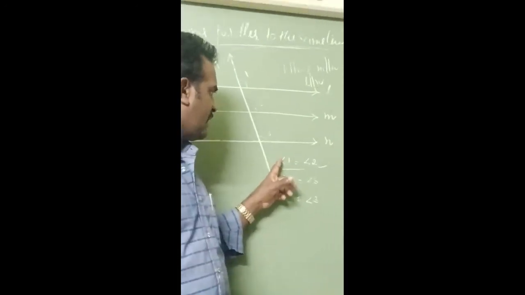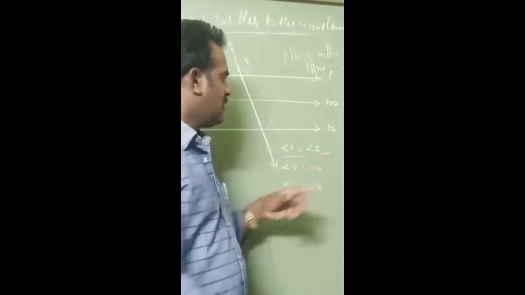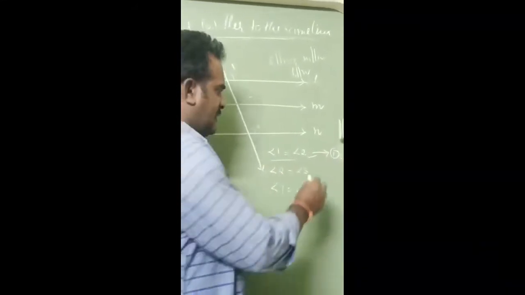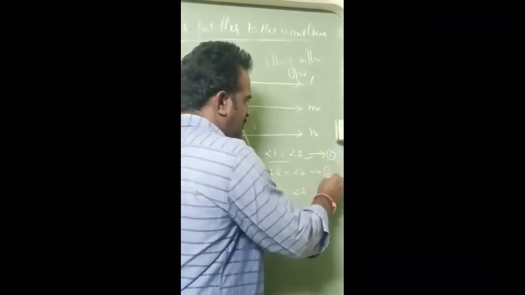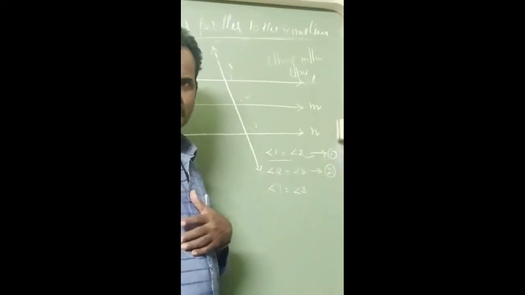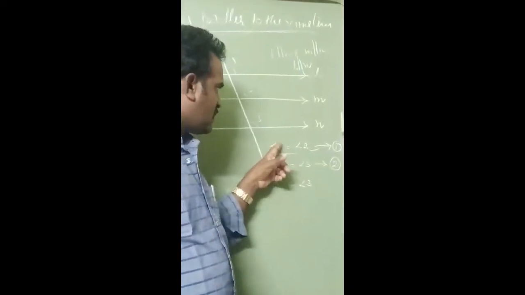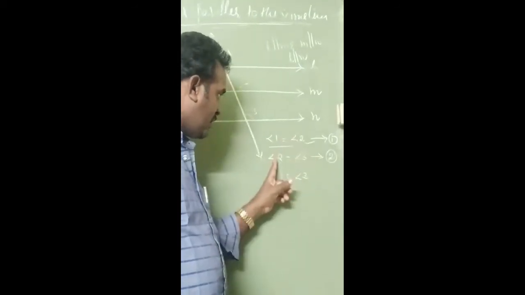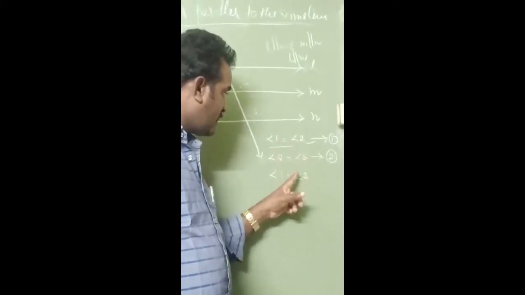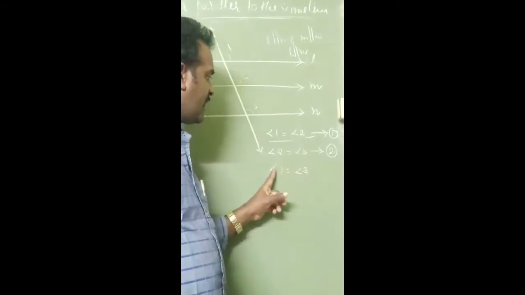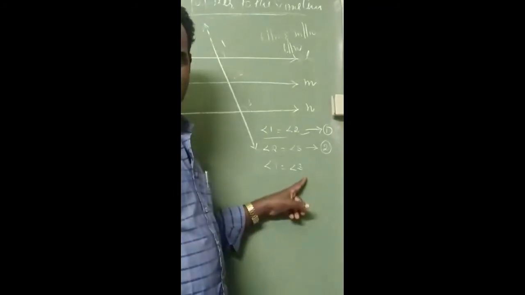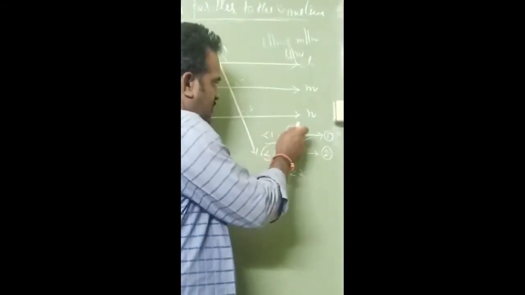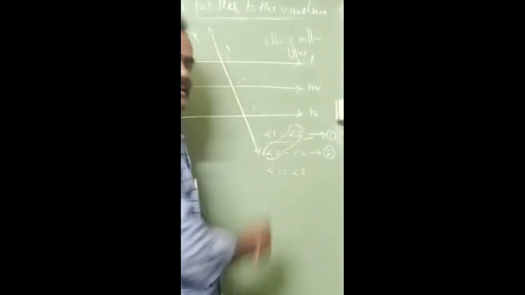See students, here angle 1 is equal to angle 2 for the first equation. Angle 2 is equal to angle 3. This is the second equation. From equation 1, angle 1 is equal to angle 2. What is the value of angle 2? Angle 2 is equal to angle 3, or not? We can write angle 2 is equal to angle 3. So angle 1 is equal to angle 3. Angle 1 is equal to 2, angle 2 is equal to angle 3.